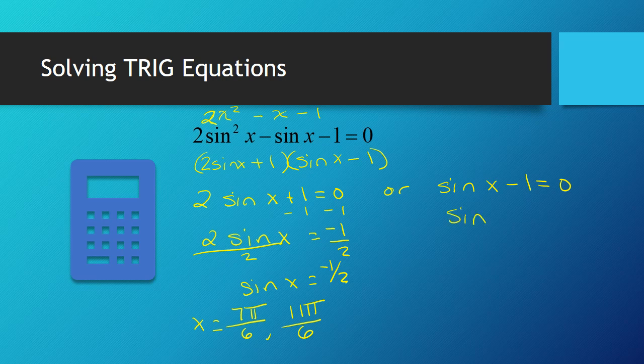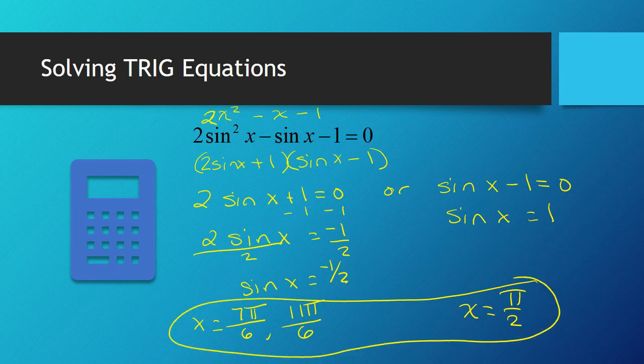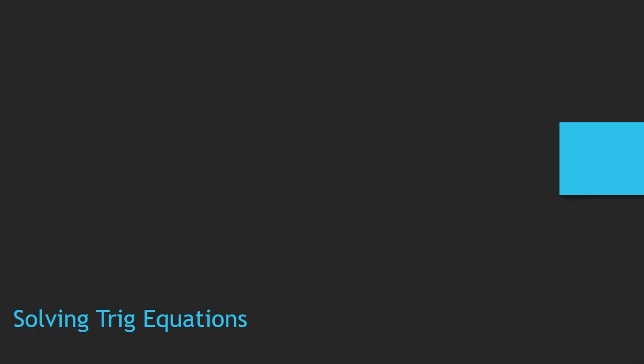Here, this one's a little bit easier. Again, this is where sine of x is equal to 1, and it's x equals pi over 2, and these are all your answers. Okay, so let's try and look at a couple more examples. I'm just going to go through and write the steps, and you can play and pause as you need.